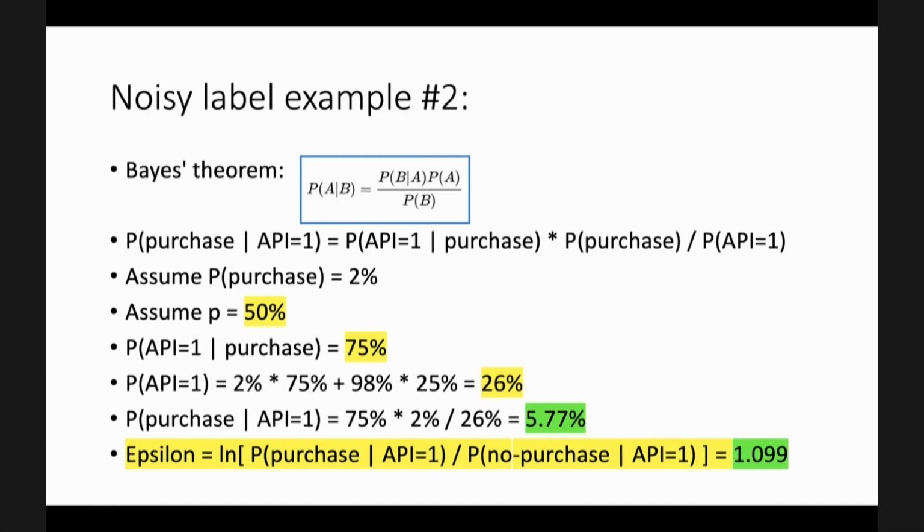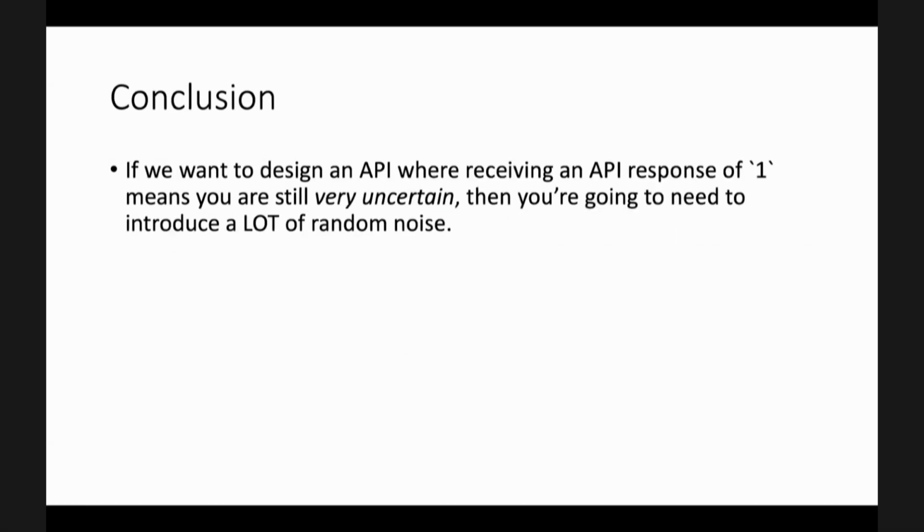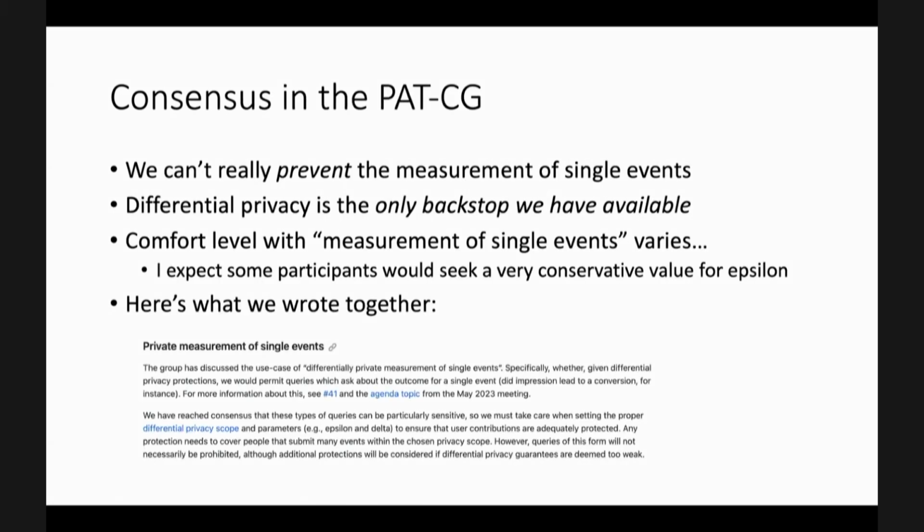So my conclusion from this is, if you want to design an API that gives out granular reports like this about single events, and you still want to be really uncertain and not really learn things with great confidence, you're going to have to introduce a lot of random noise. I mean, if 50% of the time you're returning a random label, you've introduced a lot of random noise to that thing. So we talked about this in the PAT-CG. Charlie from Google has been trying to convince everybody that this is the path that we should go on.